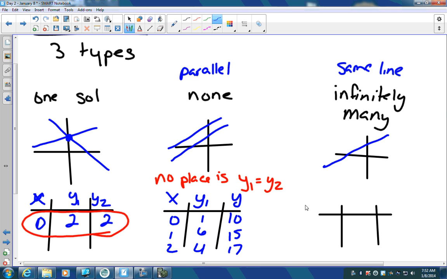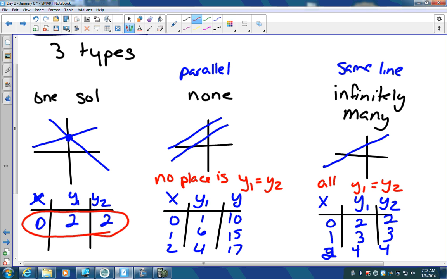Now, if there's many solutions, 0, 2, 2, 1, 3, 3, 2, 4, 4. All the Y1s will equal Y2. Okay, when you're looking at the tables, because you don't know on the end of course exam or on your test if you're going to have to look at a graph and figure out the solution, or if you're going to have to figure out the table. This is one of the parts of the standards you have to do. Okay? All right, so let's go from here.